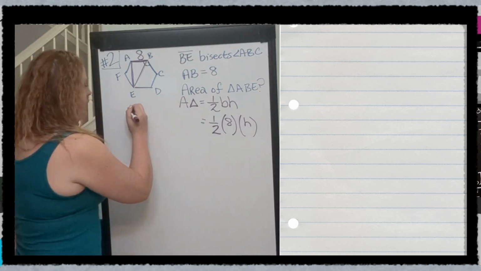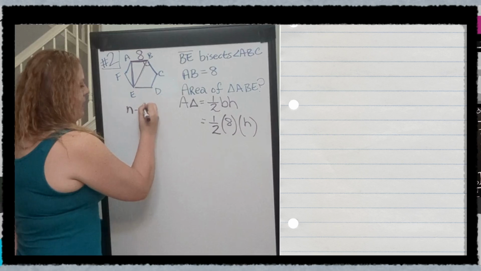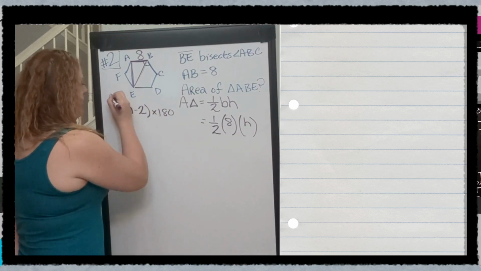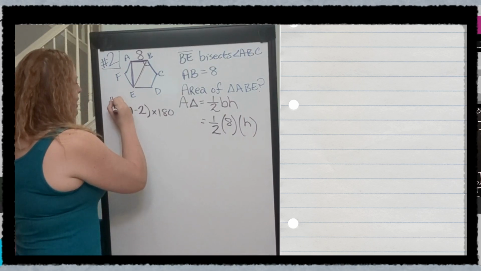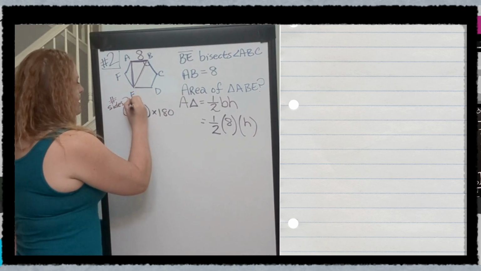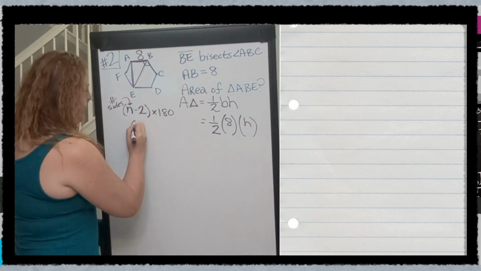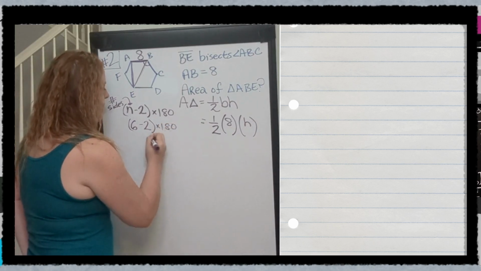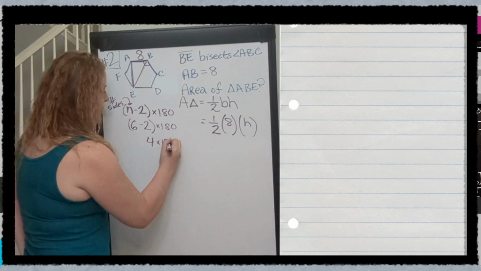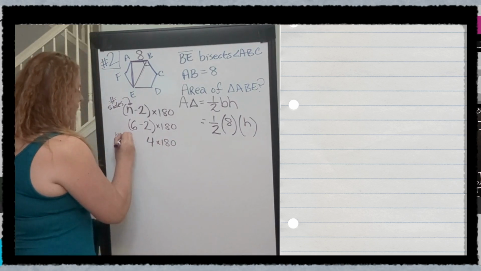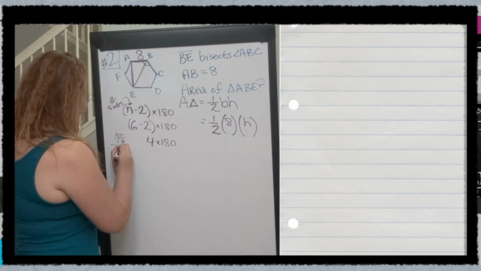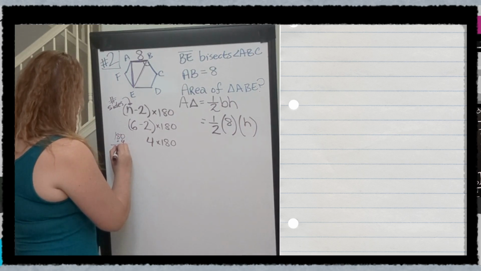So you have a formula for that. N minus 2 times 180, where N is the number of sides. So the number of sides in a hexagon is 6. 4 times 180. I don't have a calculator, so I'm going to do it to the side. Let's see here.